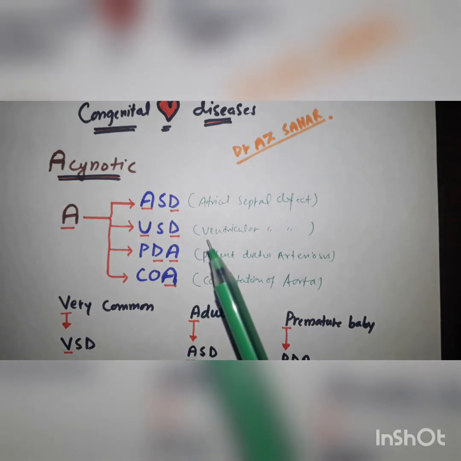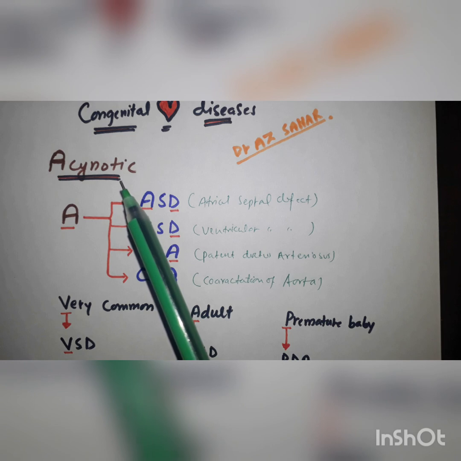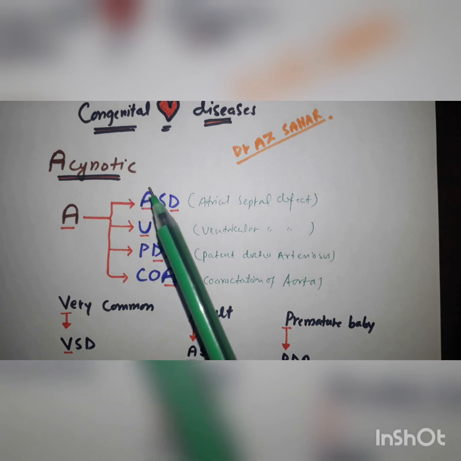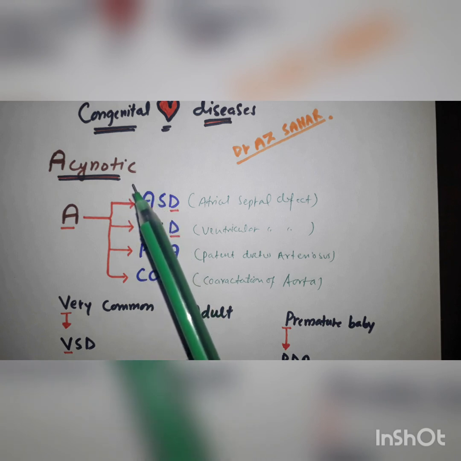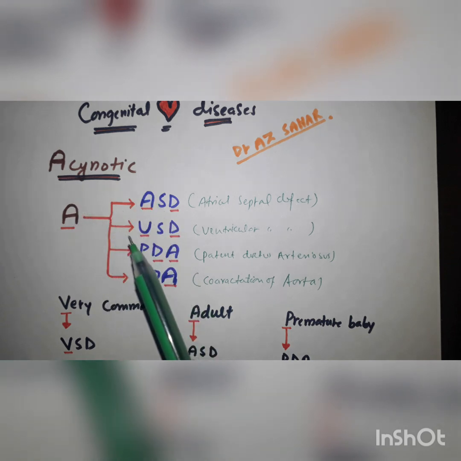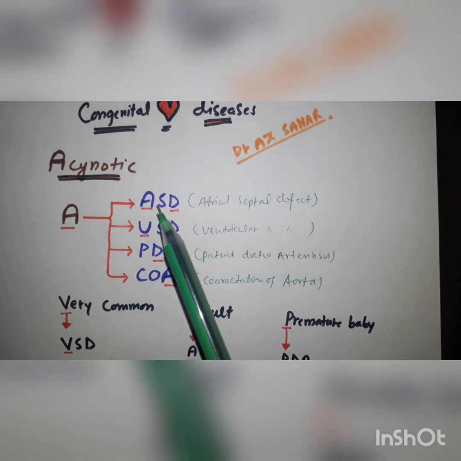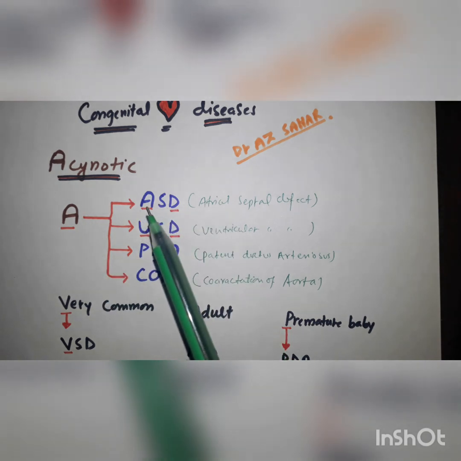Cyanotic congenital heart disease and acyanotic congenital heart disease. So now, how do we remember the most common causes of acyanotic congenital heart disease? Acyanotic starts with A. So here we will look for A, like this A. For acyanotic, this A is for atrial septal defect. It starts with A.